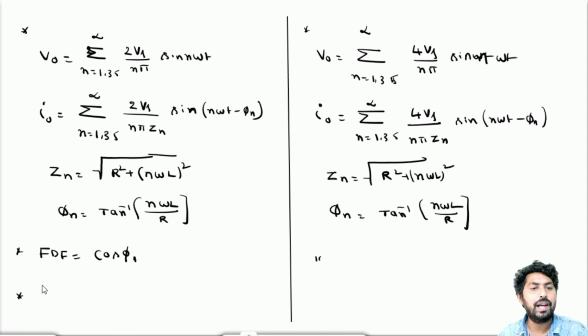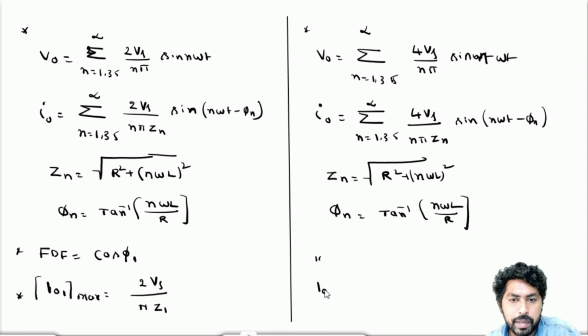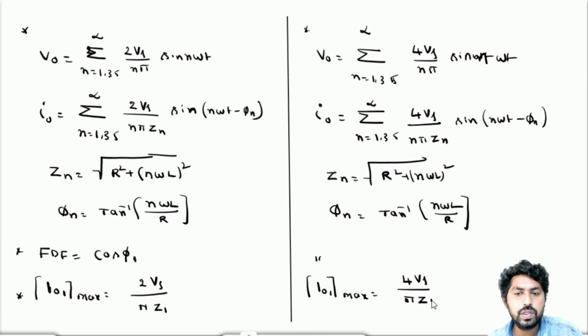So here also the same fundamental displacement factor. And now let us find the i01 maximum. The maximum value of the fundamental load current would be 4Vs by π into Z1, where Z1 equals the square root of R squared plus (ωL) squared. So now we got the i0 max.